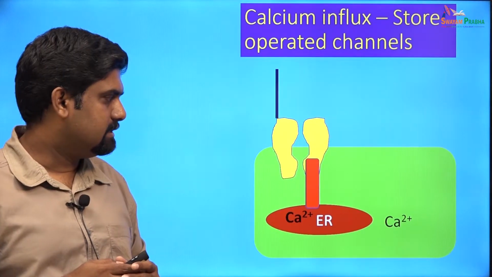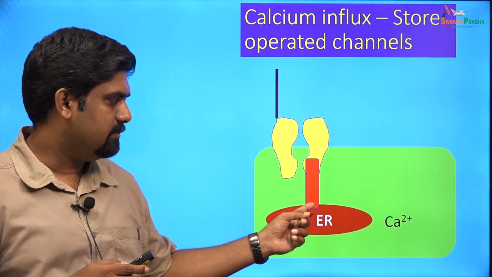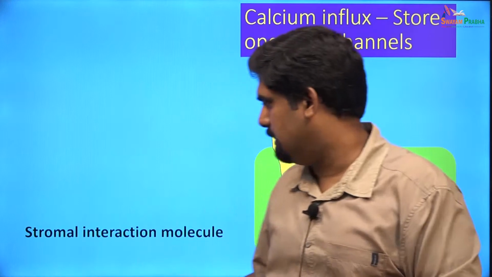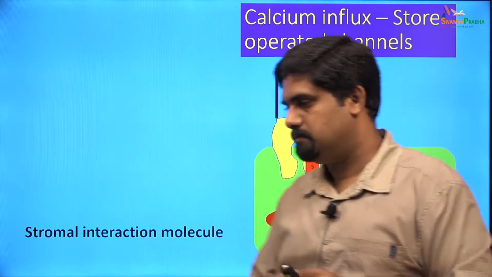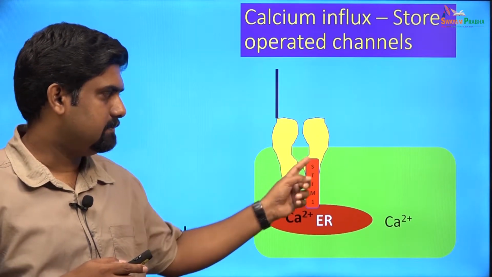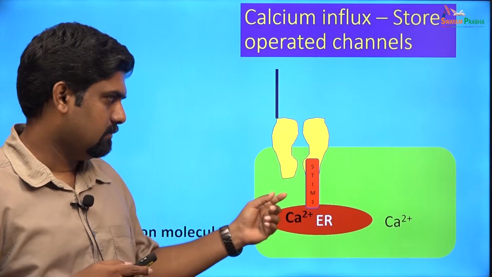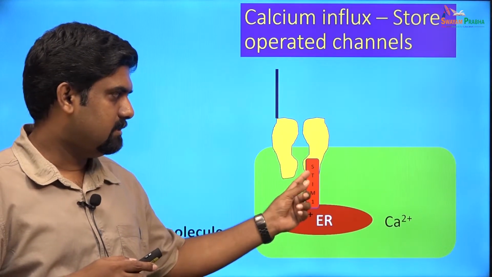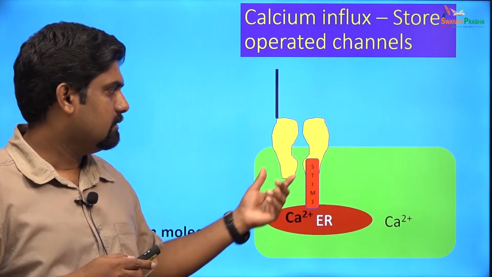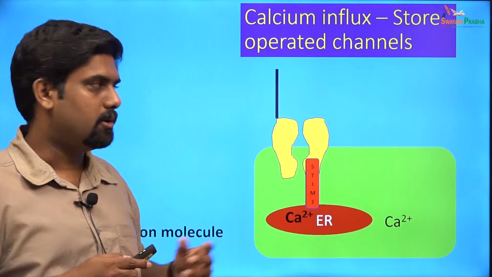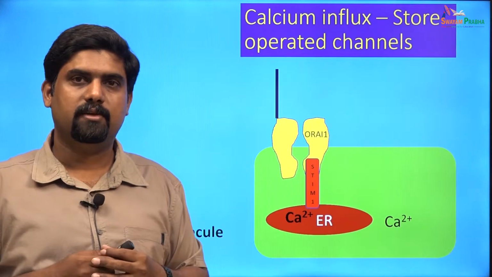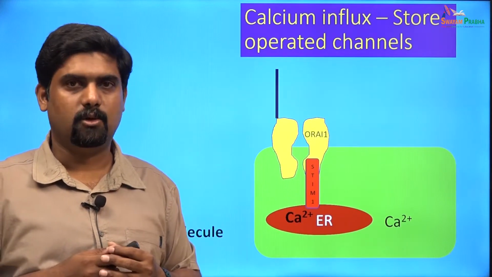The protein that recognizes a depletion of the ER calcium store is called STIM1. STIM stands for stromal interaction molecule. This molecule is physically coupled with the store operated calcium channel. When there is store depletion, this physical interaction will cause the opening of these store operated channels. These store operated channels are made of proteins called ORAI1, and ORAI is named after the gatekeepers of heaven, which are mentioned in Greek mythology.